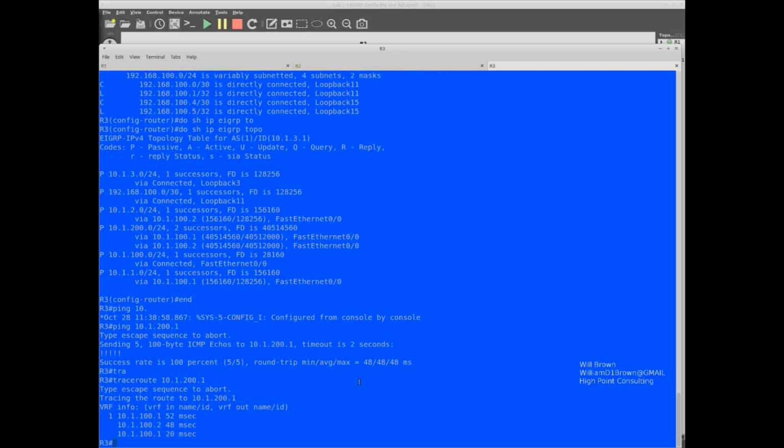Okay, notice it's using both paths. It's going 100.1, 100.2. So it's using both paths. 100.1, as we know, is through router 1. 100.2 is through router 2.